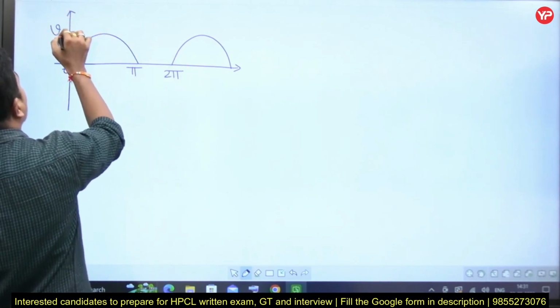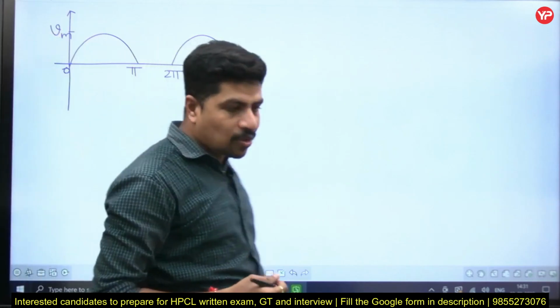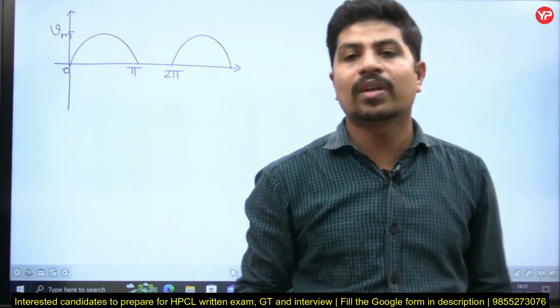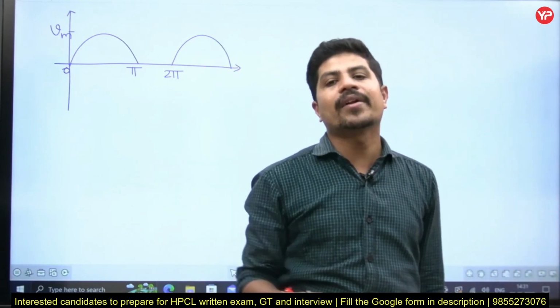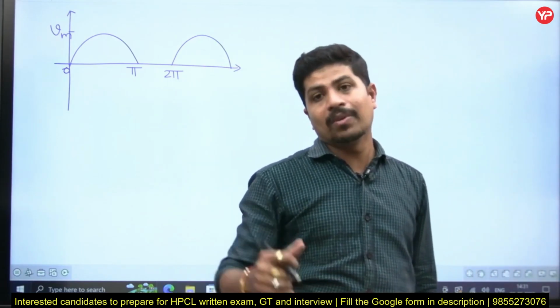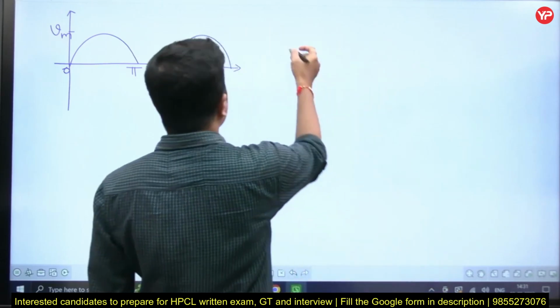This is Vm. What is the RMS value of a full wave? Vm by root 2. For a full wave, any sinusoidal wave, it is Vm by root 2. But it is half wave. Now, what is Vrms?